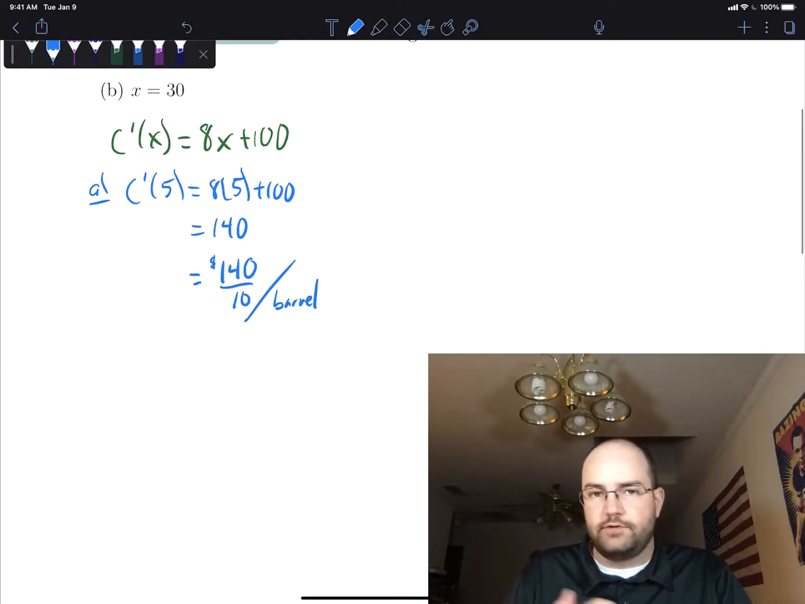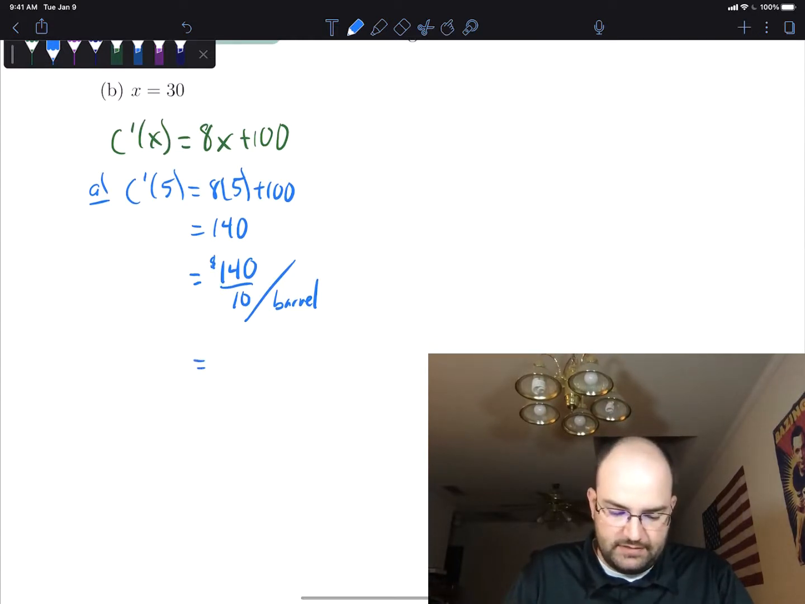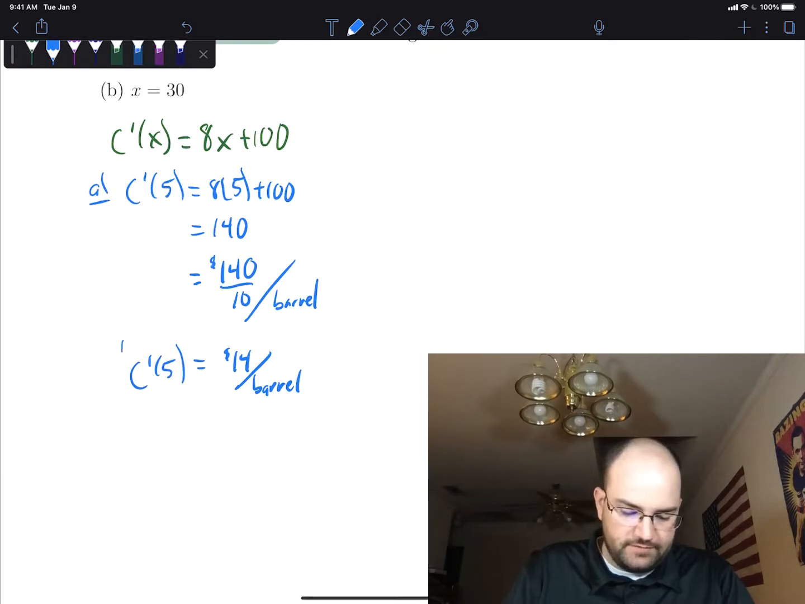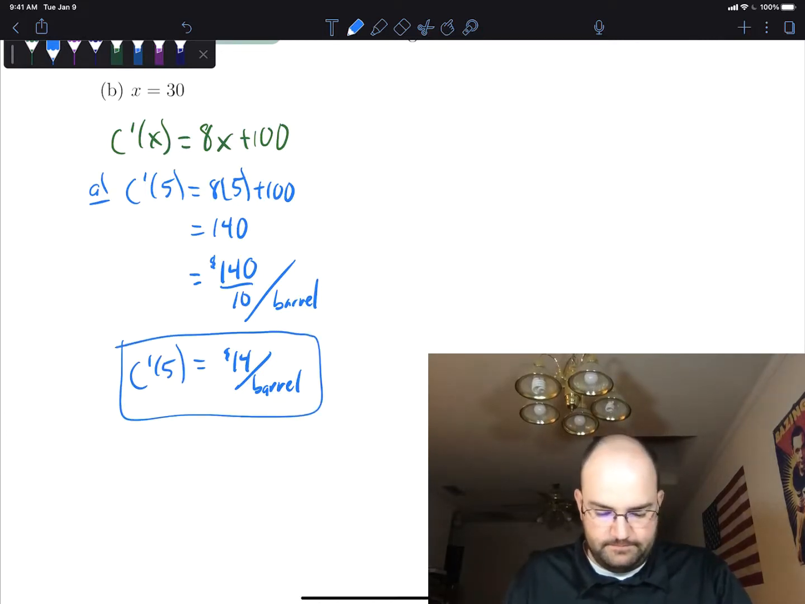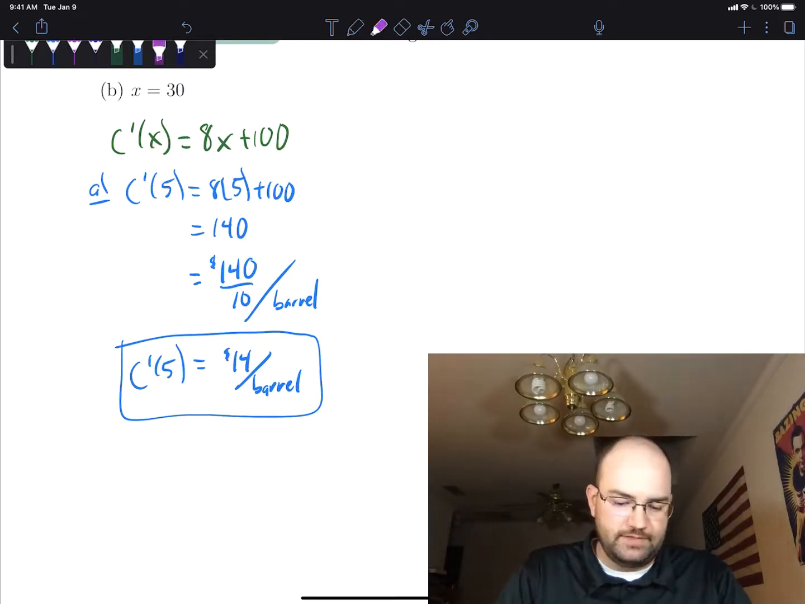Now notice that 140 over 10 simplifies, and that makes it $14 per barrel. This is actually the most difficult part of this. So it's just $14 per barrel. Excellent.